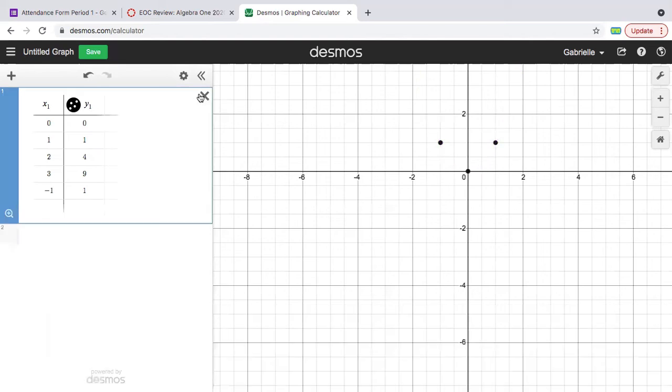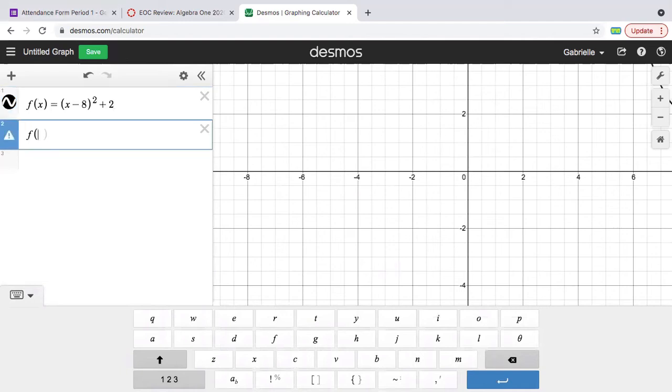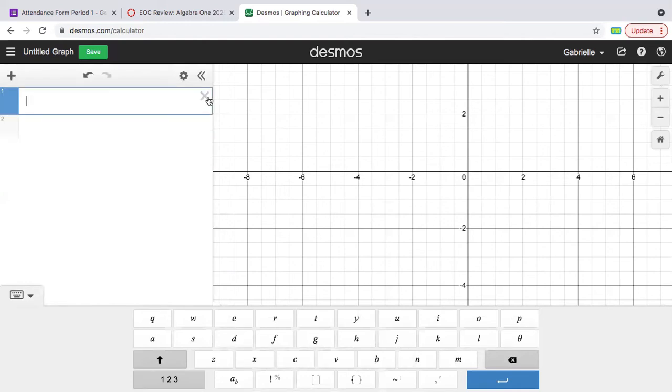Boom. Okay, let's try something else in Desmos. Let's say it said f of x equals (x minus 8) squared plus 2, and the question wanted to know what f of 5 was. What does f of 5 mean? It means when x is 5, what is y? Technically in Desmos, you can put f of 5, and it'll give you the answer, equals 11. 5 minus 8 is negative 3. Negative 3 squared is 9. 9 plus 2 is 11.